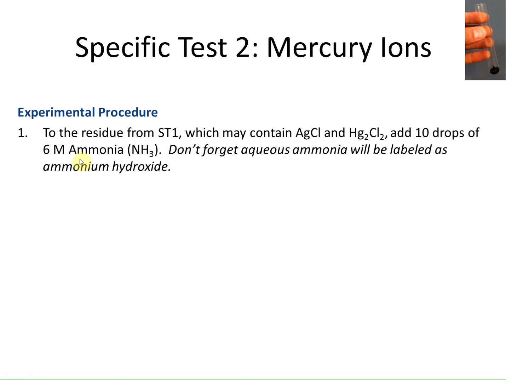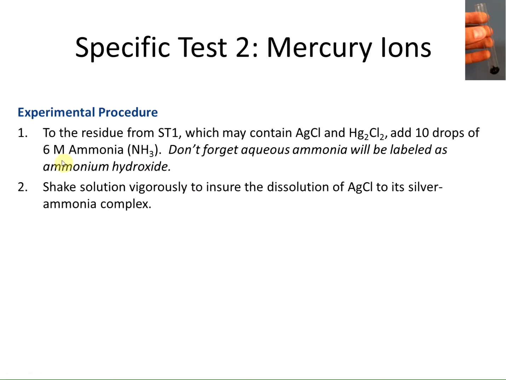In the back of the room, it won't be labeled as 6 molar ammonia, because when ammonia dissolves in water it forms ammonium hydroxide. So don't look for 6 molar ammonia, look for 6 molar ammonium hydroxide. Because if you get to the practical and you've forgotten this and you keep looking for 6 molar ammonia, your instructor will not be able to tell you that 6 molar ammonia is the same thing as 6 molar ammonium hydroxide.